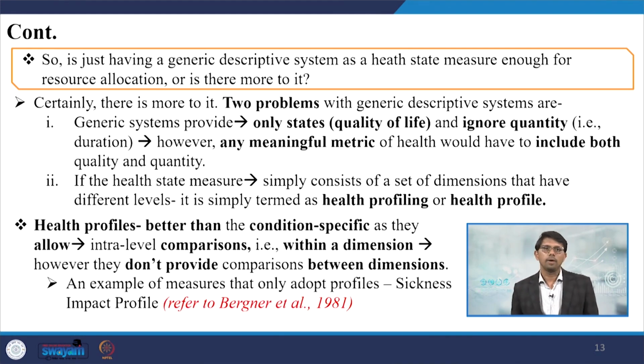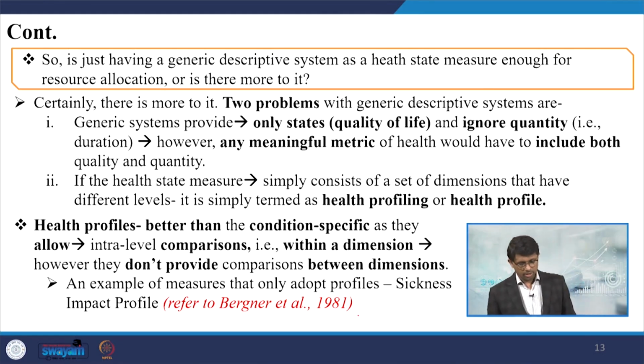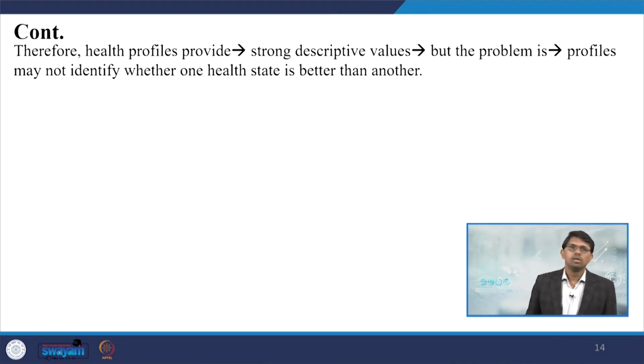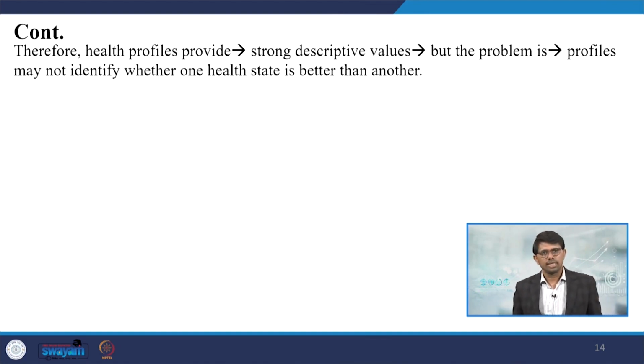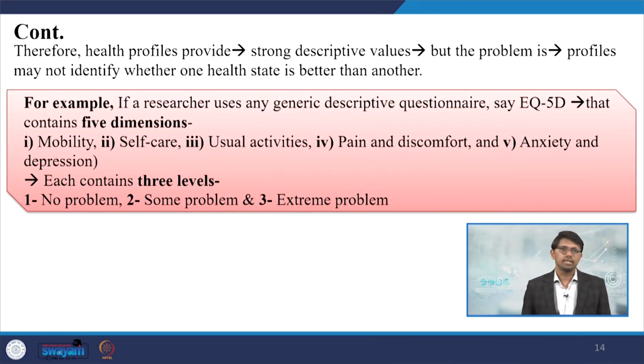Health profiles are better than the condition specific ones in that they allow intra-level comparisons within a dimension. However, they do not provide comparisons between the dimensions. An example for this would be the sickness impact profile, which you can refer to in the paper of Bergner et al. 1985. Therefore, health profiles provide strong descriptive values, but the problem is profiles may not identify whether one health state is better than another. We are citing an example here.